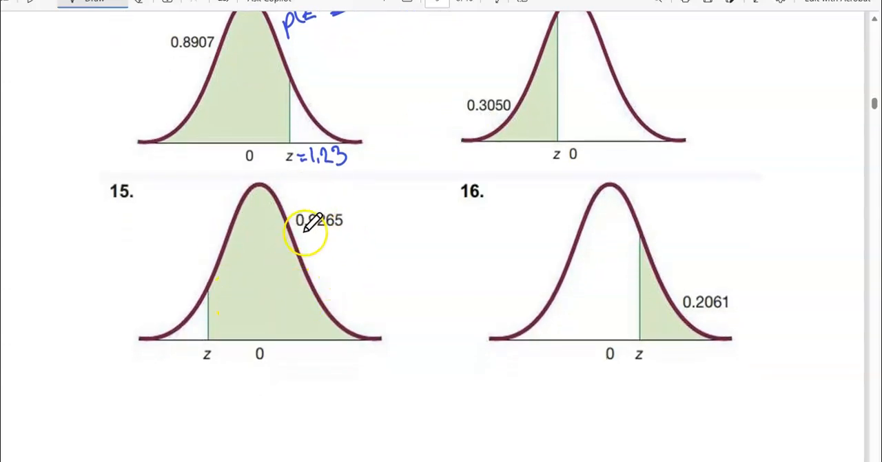If I were to look at this one, notice it's shaded to the right. So I'm looking at greater than here. I'll call this B. It doesn't really matter what we call it. And we know that area is 0.9265. So we are looking for that z-score.